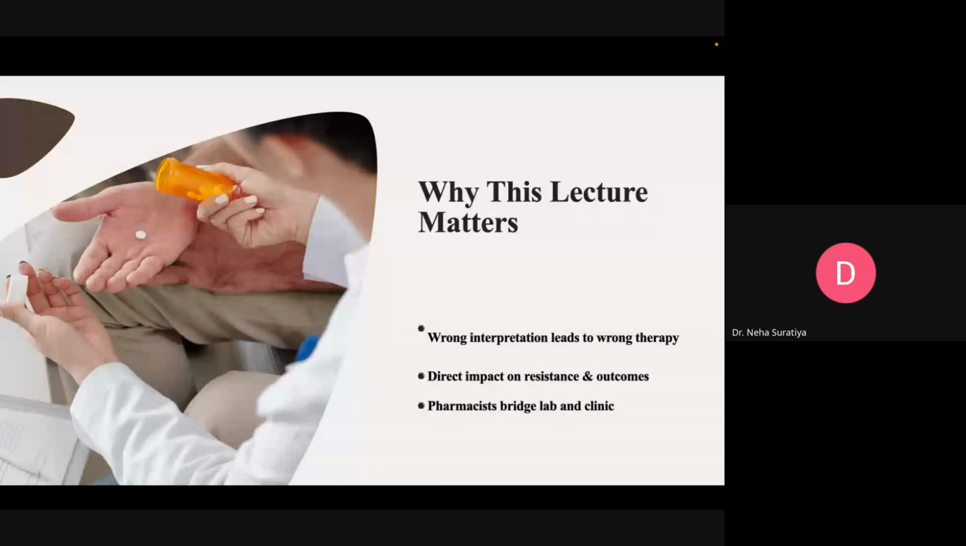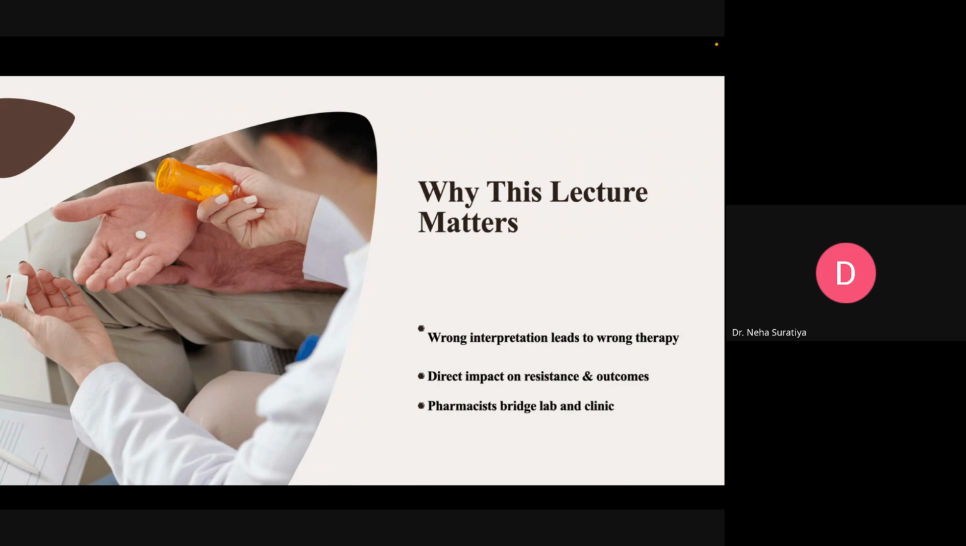Why do you want to change? Right? So wrong interpretation leads to wrong therapy. The direct impact is on resistance and the whole treatment outcome. And pharmacists are here to bridge the gap between the lab and the clinic. You must know how to read the reports and you must know the clinical judgments as well.